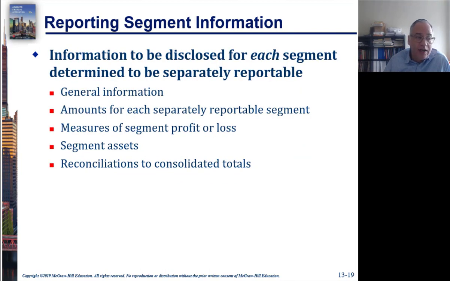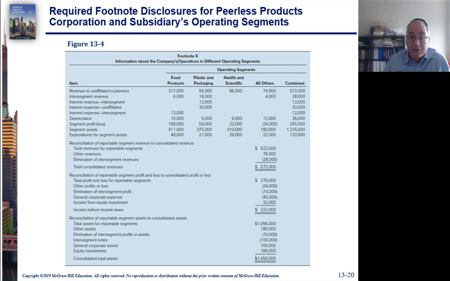And you really need to know what you need to provide for each segment. This is very, very important. General information, what does each segment do? Amounts for each separately reportable segment, and I'll tell you what those amounts are, including measures of segment profit or loss, segment assets, and a reconciliation to consolidated totals. So this is more like the minimum, and the SEC requires even more information. We'll be talking about that.